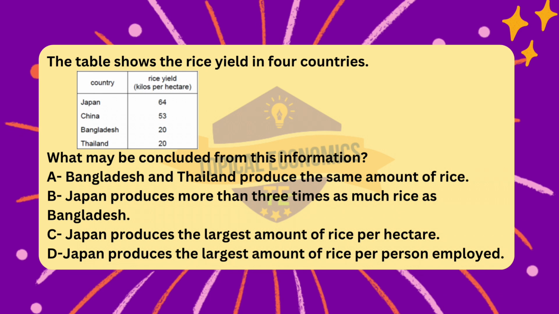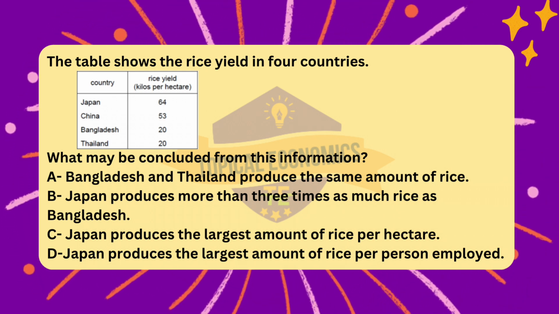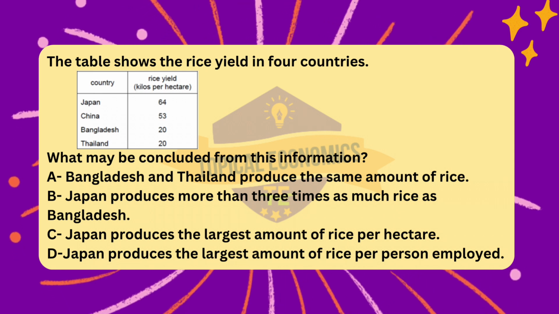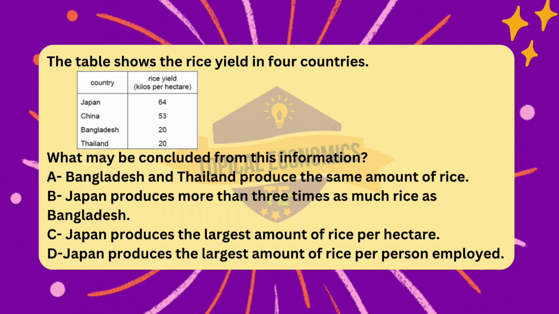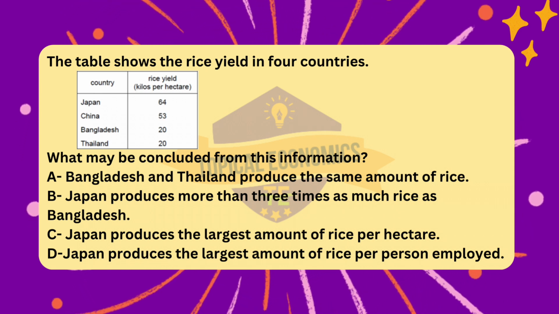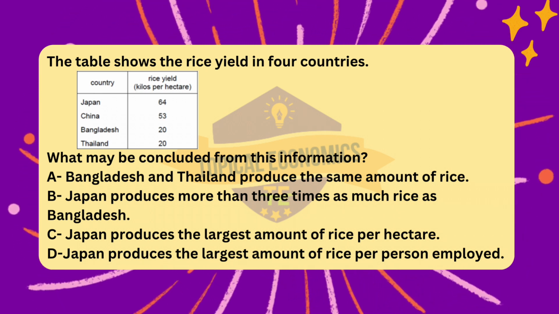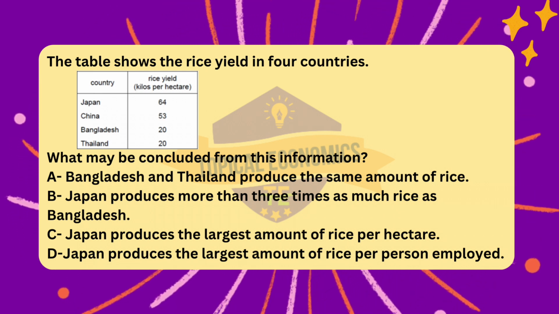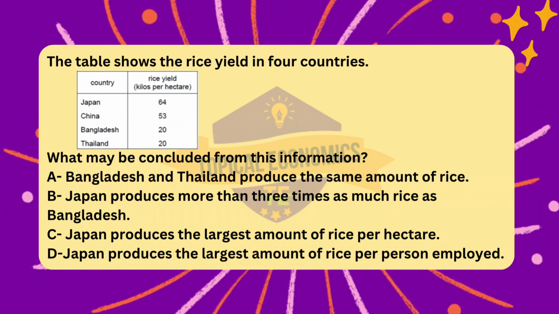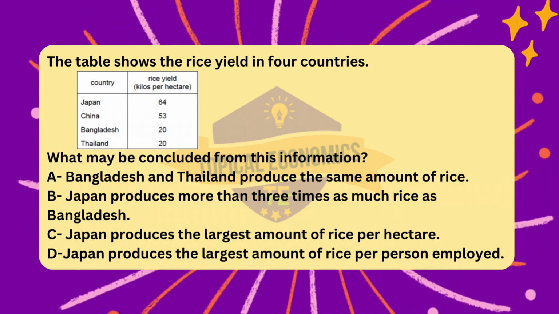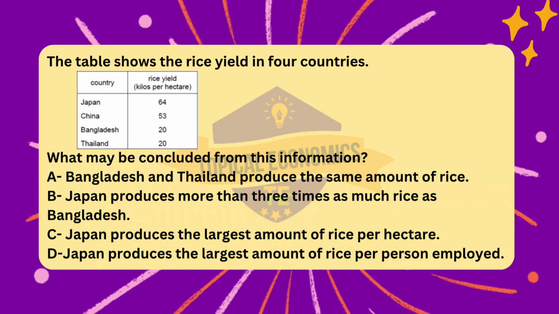Next, option B, Japan produces more than 3 times as much rice as Bangladesh, is incorrect. Japan's yield is 64 kilos per hectare, while Bangladesh's yield is 20 kilos per hectare. 64 divided by 20 is equal to 3.2, so Japan produces about 3.2 times as much rice as Bangladesh, not more than 3 times. This makes the statement close, but not completely accurate because more than implies an amount larger than 3.2, which is not the case.